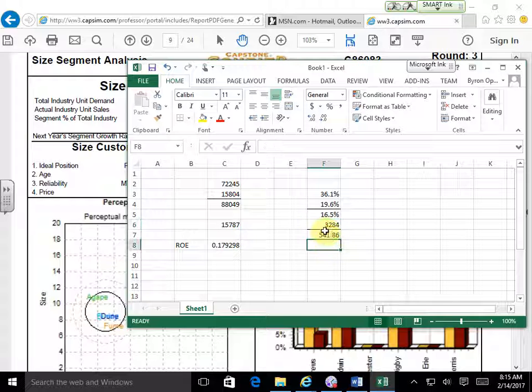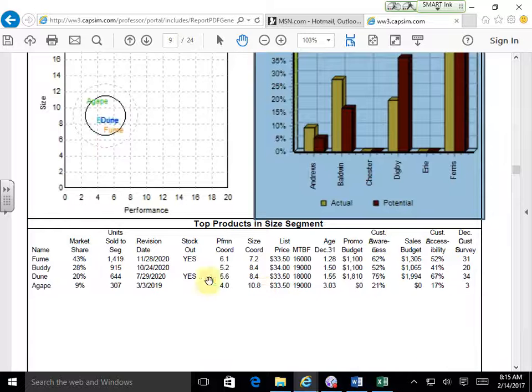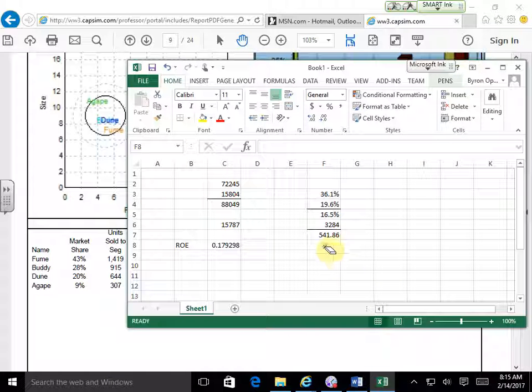You'll be fine. Okay, but then this one I asked you to take it one step further and tell me what kind of sales you missed out on. That math should be pretty simple. Okay, what was Digby's or Dune's price? $33.50. $33.50, right?